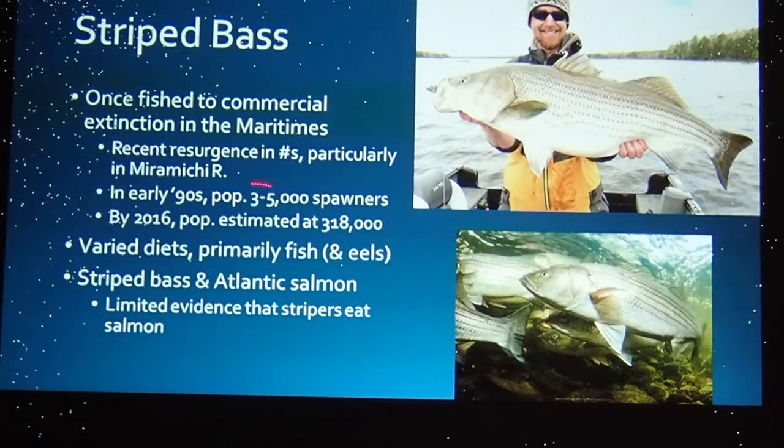In the early 90s, the number of spawners was only 3,000 to 5,000, but then that skyrocketed to about 318,000 at the last official estimate. So this is likely as a result of a harvest moratorium that was put in place once the population reached that level. DFO said no one's going to touch these for a while, and we've seen this huge resurgence in their numbers, so quite substantial.